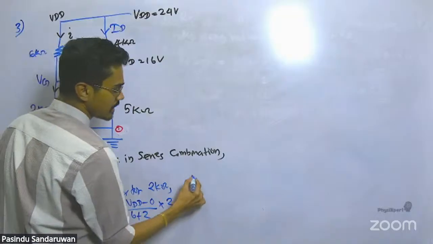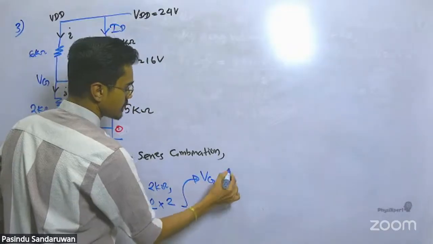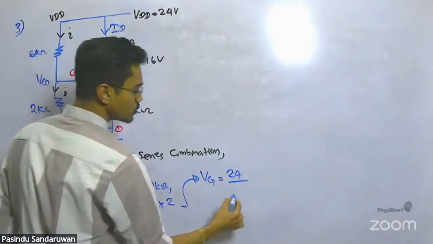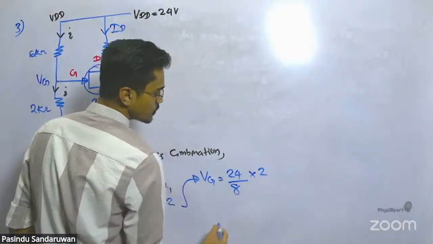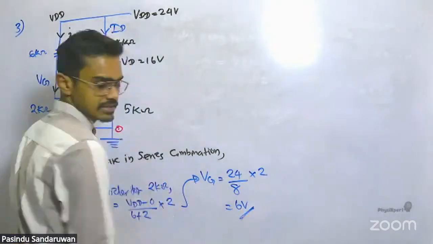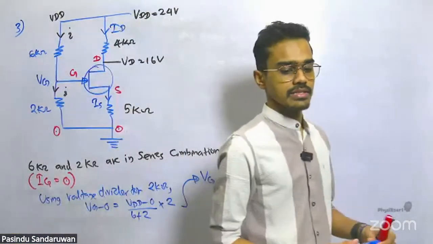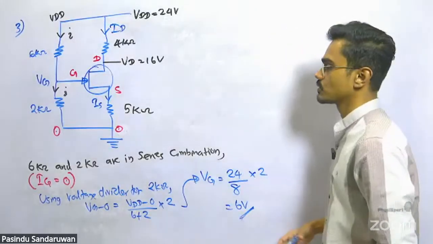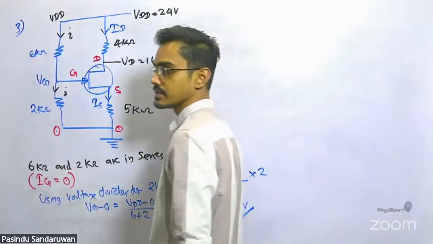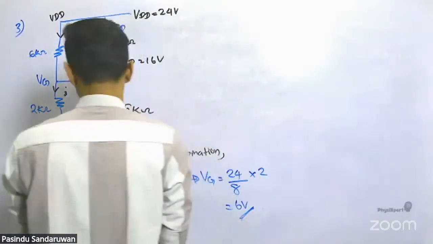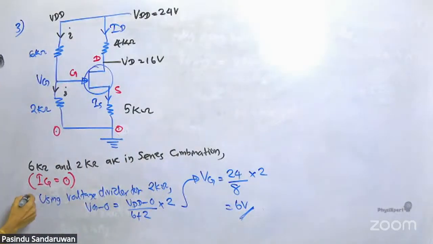Plug values and simplify. VG equals total 24 over the addition 6 plus 2, 8, into 2. That is 3, then 6 volts. VG equals 6 volts. This is number 1, the first calculation. Then ID.